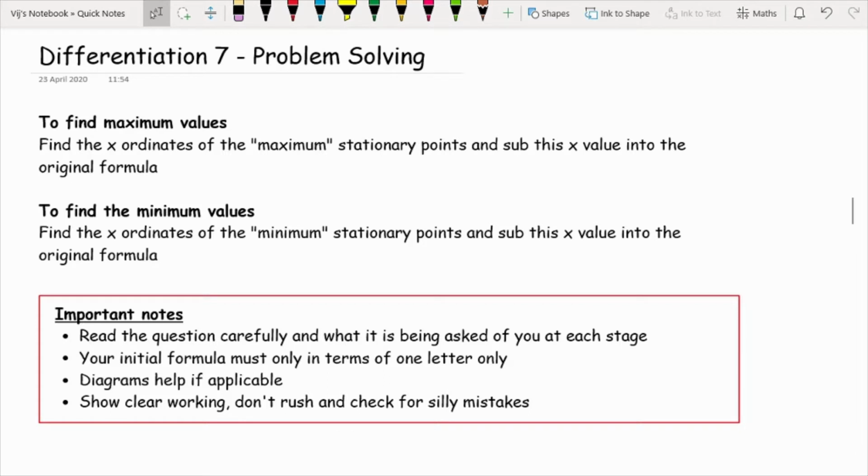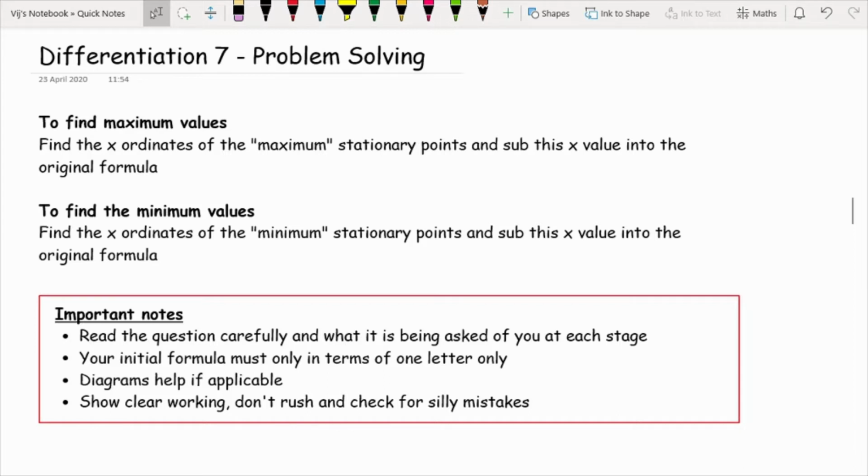The next part is your initial formula must only be in terms of one letter only. When we go through some example questions, you might have a formula that involves more than one letter. For example, if I had A equals 2b plus 3h, I've got b's and h's in my expression, which I can't have. I've got to have one letter, because depending on what I'm differentiating with respect to, any other letters will just be treated as a constant.